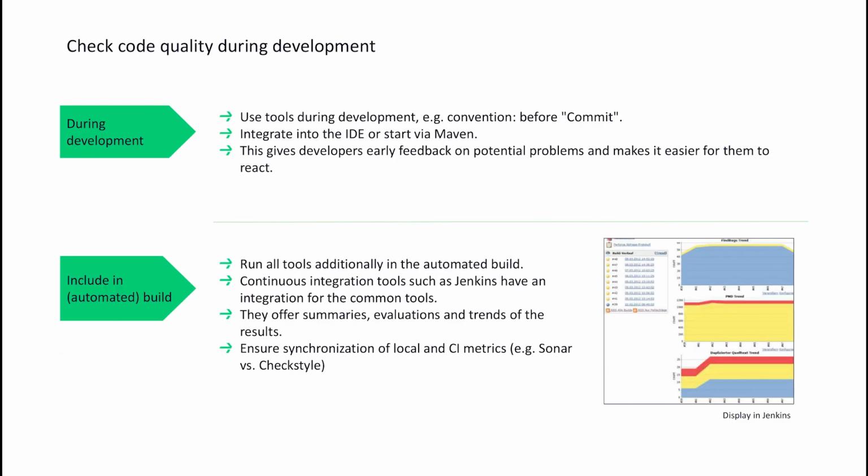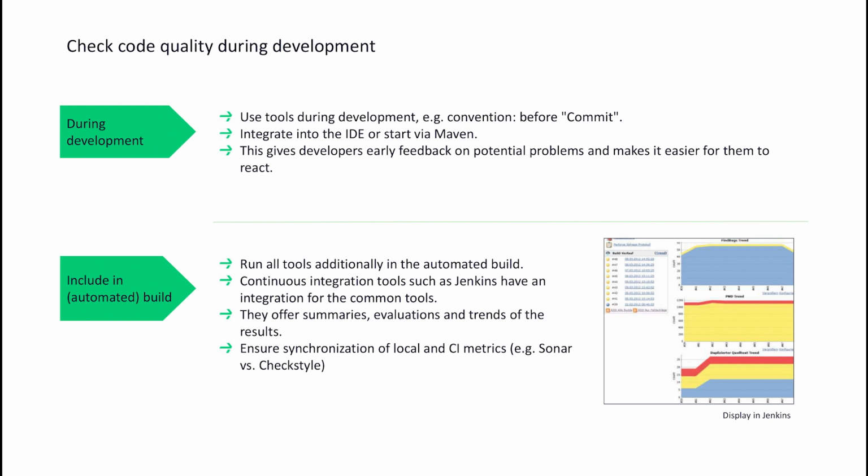Attention should already be paid to code quality during development. Many tools can be integrated directly into the IDE or, for example, started via Maven during the build process. These can also be executed by convention before a commit. It makes sense to enforce this convention using pre-commit hooks. As a result, developers receive feedback at an early stage and can react more quickly to any problems found.